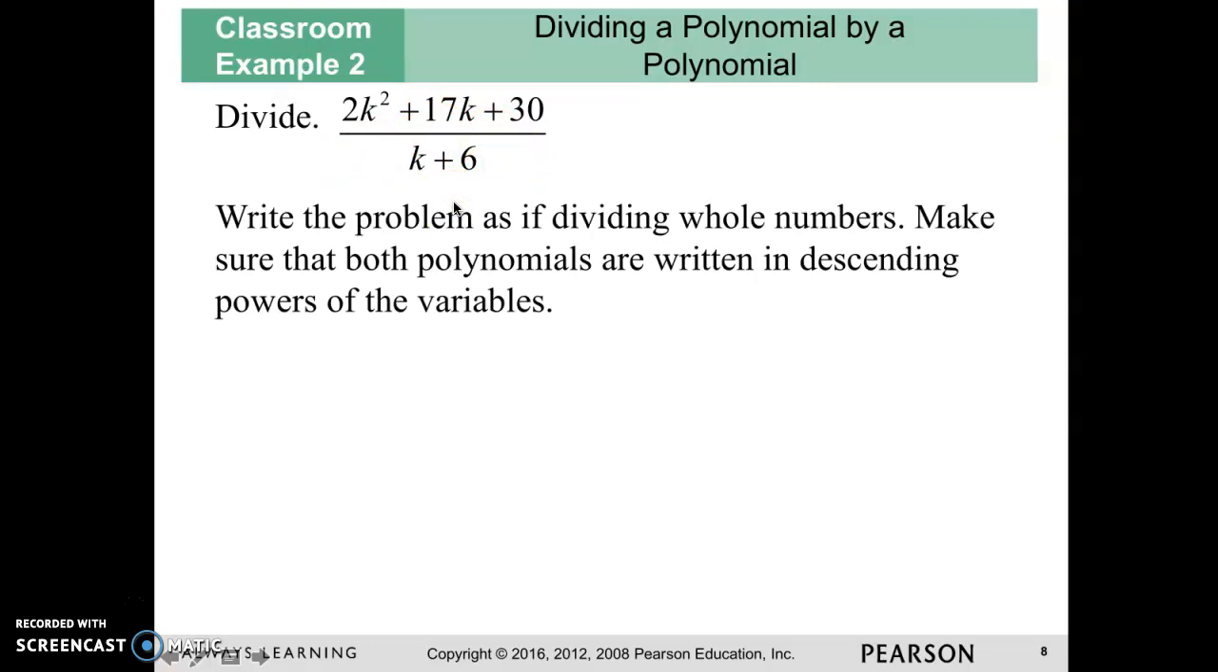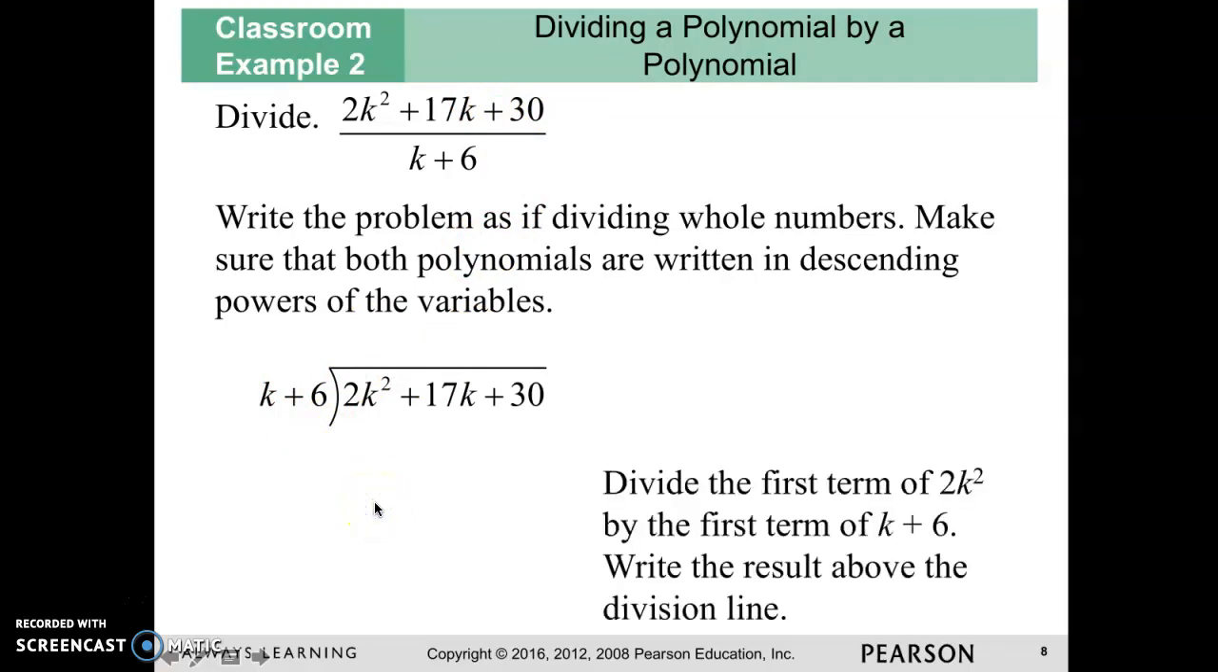So we are going to write the problem as if we're dividing with whole numbers, and make sure that both polynomials are written in descending powers, which means you first write the highest power, then the lowest power, and then the constant. And then you're going to use the traditional division method. You're going to divide the first term, 2k squared, by the first term of k plus 6, and then write the result above this line, just like traditional division. In this case, 2k squared divided by k is equal to 2k.